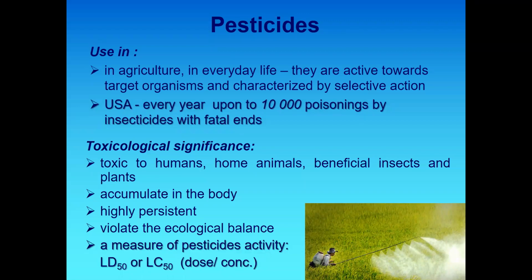Pesticides are used in agriculture and in everyday life. They are active towards target organisms and characterized by selective action. In the United States of America every year up to 10,000 poisonings by insecticides occur with fatal ends. Toxicological significance: toxic to humans, home animals, beneficial insects and plants. They accumulate in the body, are highly persistent, and violate the ecological balance.